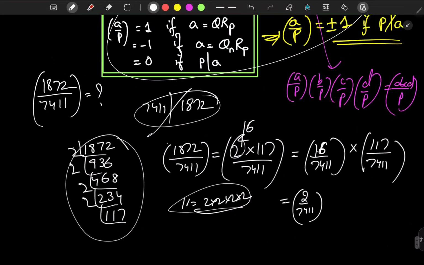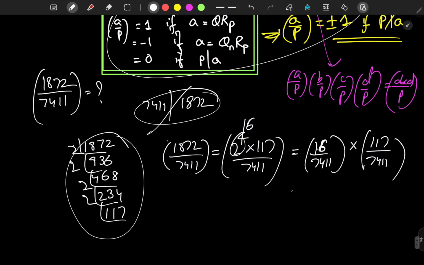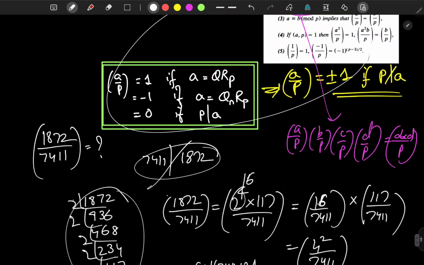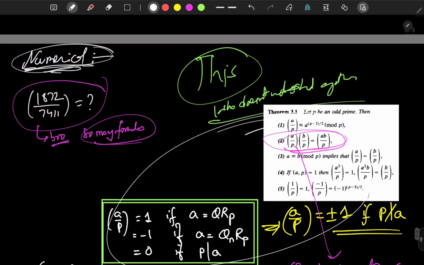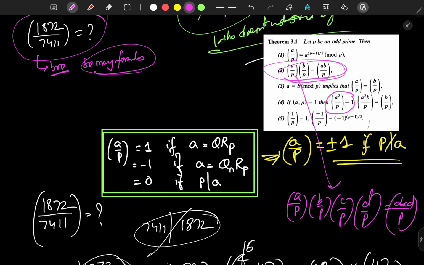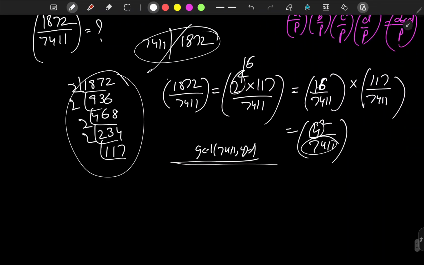Or you can think of it simply as 4 square by 7411. Since the GCD of 4 and 7411 is 1, because 7411 is an odd number and 4 is even, the GCD will always be 1. Using the property a square by p equals 1, this whole value becomes 1 into 117 by 7411.